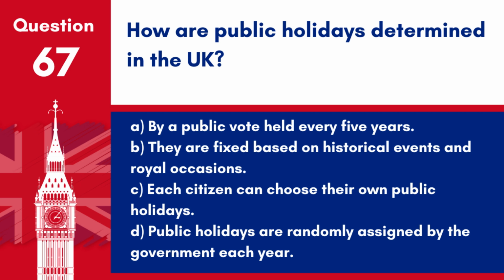Question 67. How are public holidays determined in the UK? A. By a public vote held every 5 years. B. They are fixed based on historical events and royal occasions. C. Each citizen can choose their own public holidays. D. Public holidays are randomly assigned by the government each year.